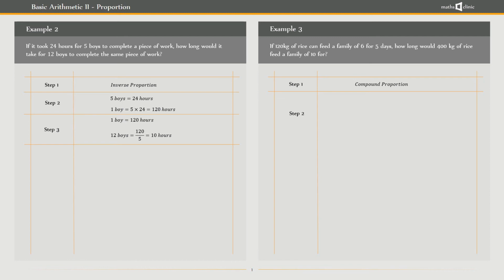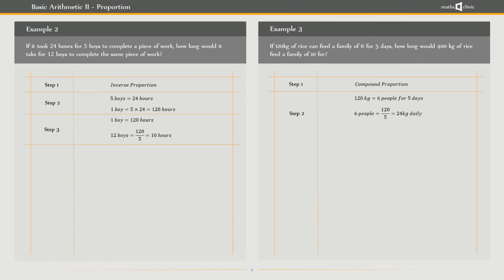So the first thing I'm going to go for is a unit relative value. I want to know what quantity would correspond to one of the first quantity. So I have 120 kilograms of rice feeding 6 people for 5 days. So 6 people eat 120 kilograms in 5 days. I want to see how much these people consume daily. So I'll divide 120 by 5 and it'll give me 24 kilograms.